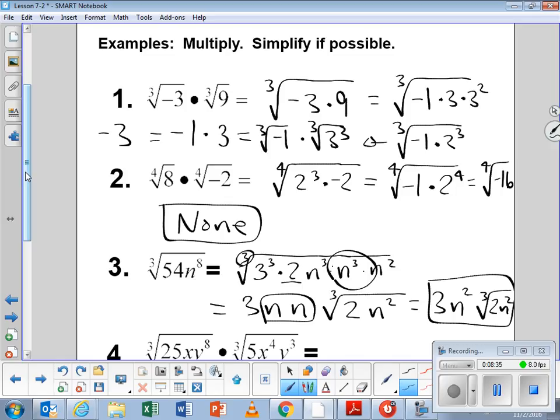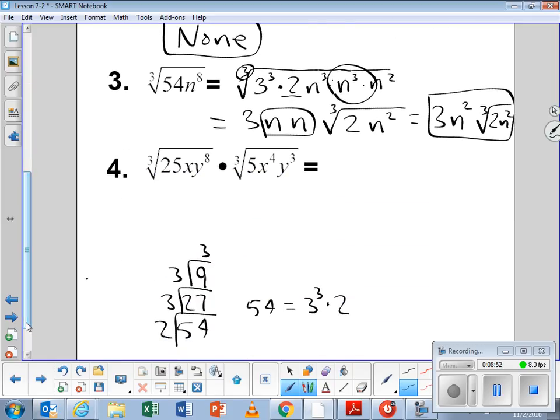Number 3 wasn't simplified because altogether I had 3 factors of 3 and 3 factors of negative 1, however you want to look at it. Okay? So I can break it down. So to be in simplest form, I don't want any powers left inside that could be reduced and brought outside of the radical sign. Does that make sense? Yeah.